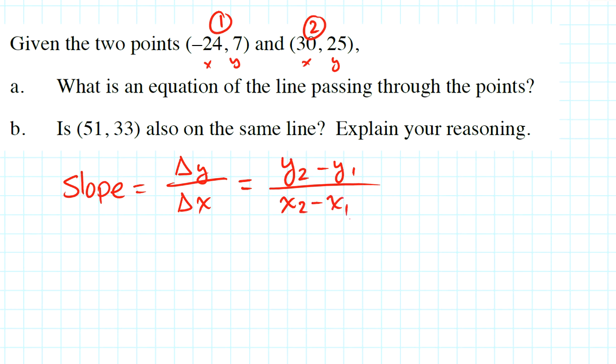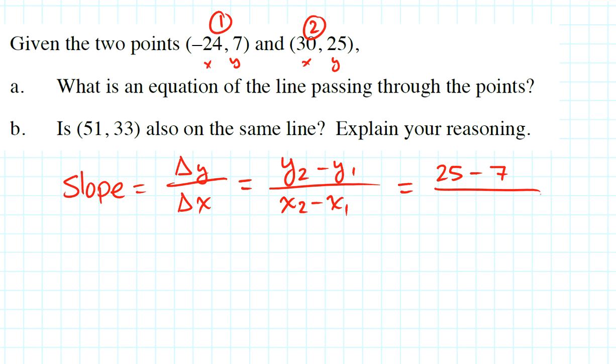Then for this particular problem, you can see I've labeled my 2 points. I've got point 1 and point 2. And I'm just going to use those designations to plug in the values of x and y to find the slope. So for the change in y's, I can see y's end up at the number 25, but they began at the number 7. So you see I've taken 25 minus 7.